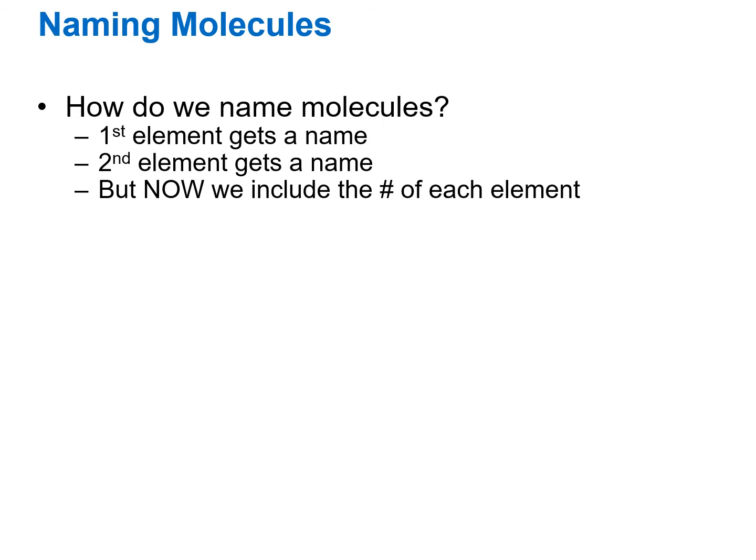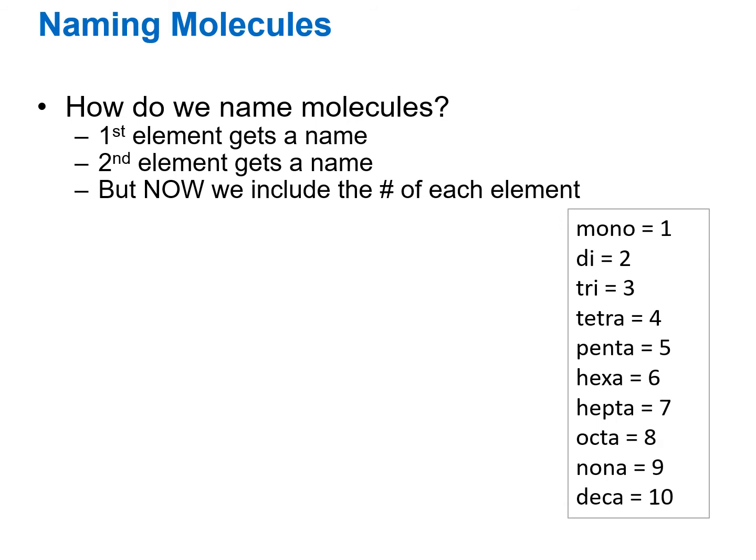So what are these number prefixes that we have to include? Well, here they are right here. So if we have one atom, it gets a prefix of mono. If there's two, we get di. Three, there's tri, and so on and so forth. So let's actually use this information and see if we can't name something. So we probably already know the name of this, but let's go through our new protocol that we just learned and see how these rules get applied.